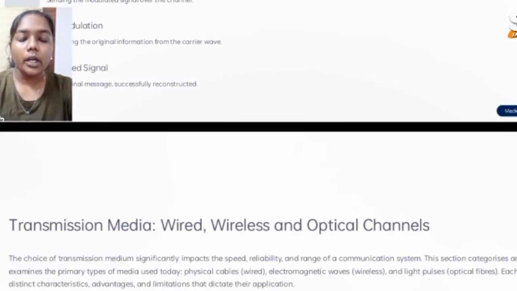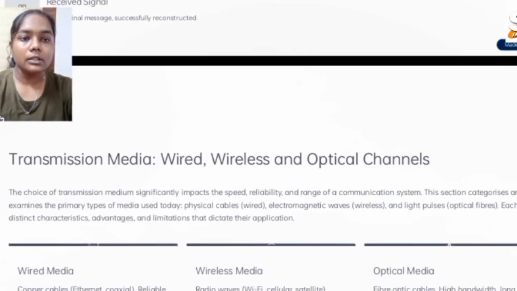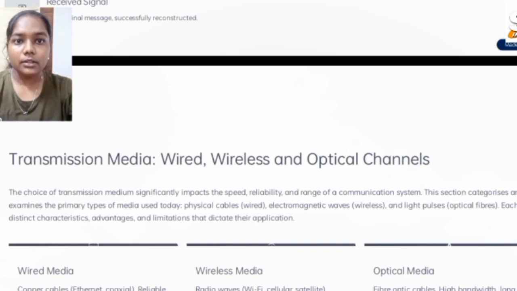Transmission media: wired, wireless, optical channels. The choice of transmission medium significantly impacts the speed, reliability, and range of communication systems. This section categorizes and examines the primary types of media used today: physical cables, electromagnetic waves, and light pulses. Each has distinct characteristics, advantages and limitations that dictate their application.